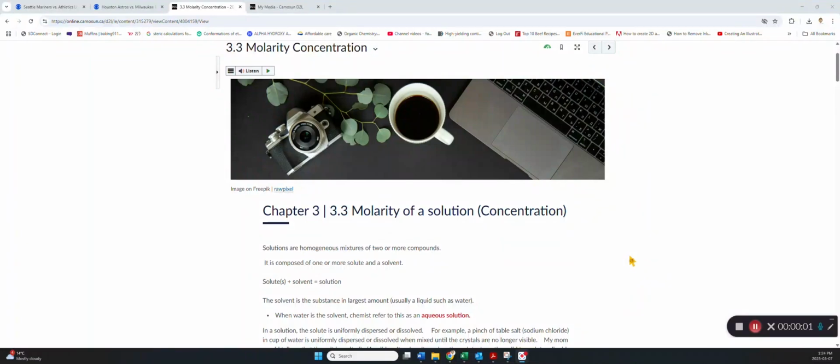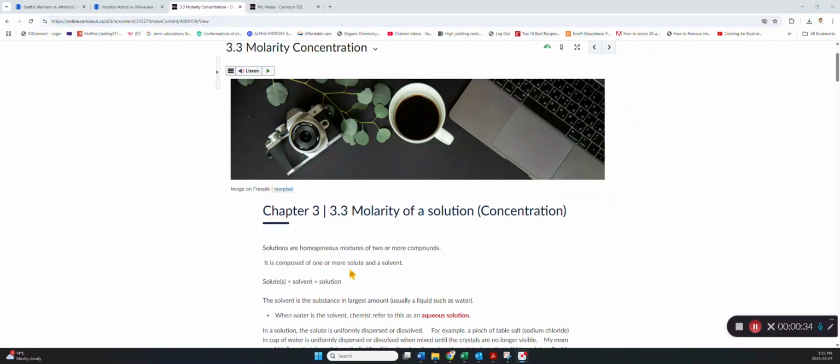Okay, this is a lecture on the molarity of a solution. Molarity is a concentration unit of moles per liter. There are other concentration units that we'll discuss later in chapter 3.4. Now, one thing you have to remember, solutions are made of a mixture of compounds that are uniformly mixed, and we call them a homogeneous mixture.